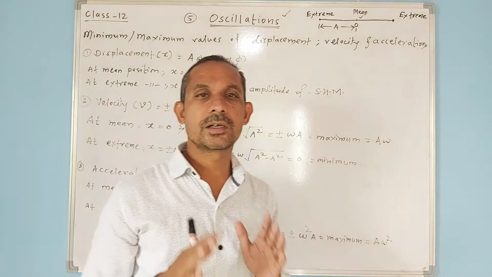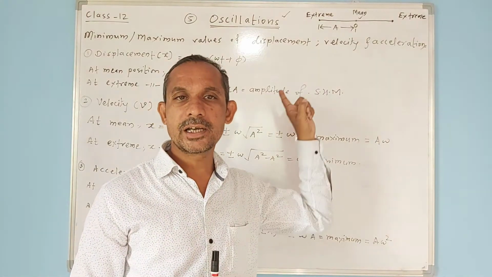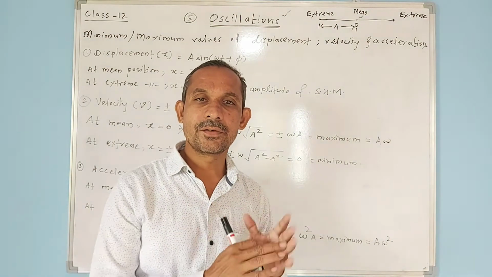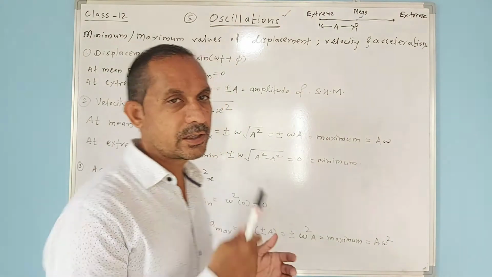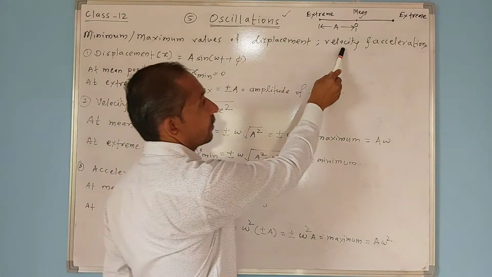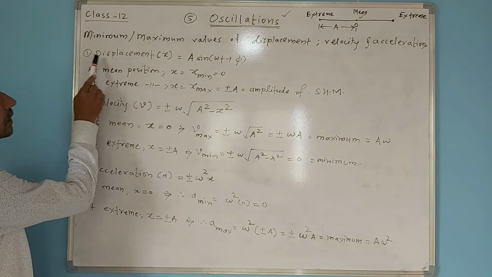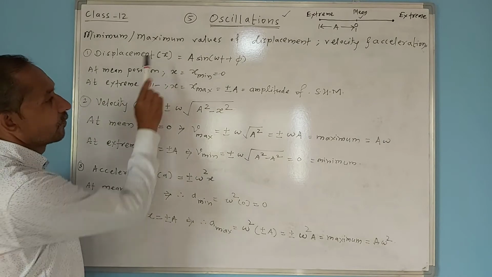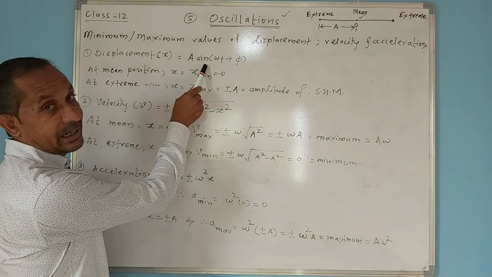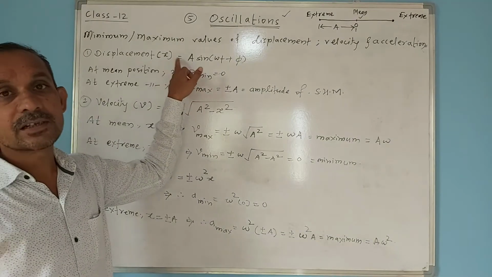So let's see some important information about the displacement, velocity, and acceleration, which is very useful for the simplification of the numericals. So, the minimum and maximum values of displacement, velocity, acceleration. Let us consider the displacement first, and we know the general formula is x is equal to a sin(omega t plus phi). So this is the general formula for the displacement.